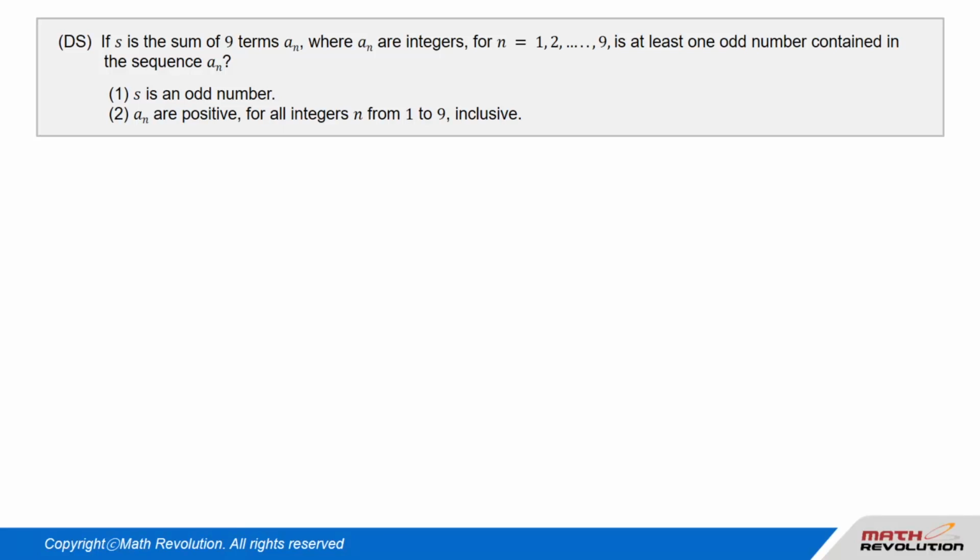Question 1. DS. If S is the sum of 9 terms A of n, where A of n are integers, for n equals 1, 2, and so on till 9, is at least one odd number contained in the sequence A of n? Condition 1. S is an odd number. Condition 2. A of n are positive for all integers n from 1 to 9 inclusive.